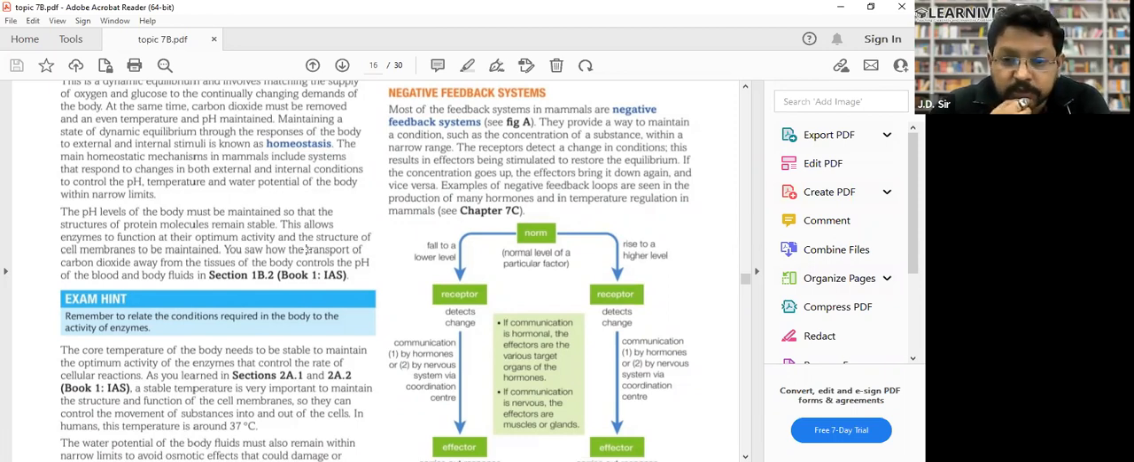Right? Why is the pH level so important? Because hormones and enzymes are very sensitive. They will work at the optimum temperature and optimum pH level. These are the two prerequisite conditions for any hormone or enzyme to work properly. So they need to be controlled. This allows enzymes to function at optimum activity and the structure of the cell membrane to be maintained. You saw how the transport of carbon dioxide away from the tissue controls the pH of the blood, the fluid.